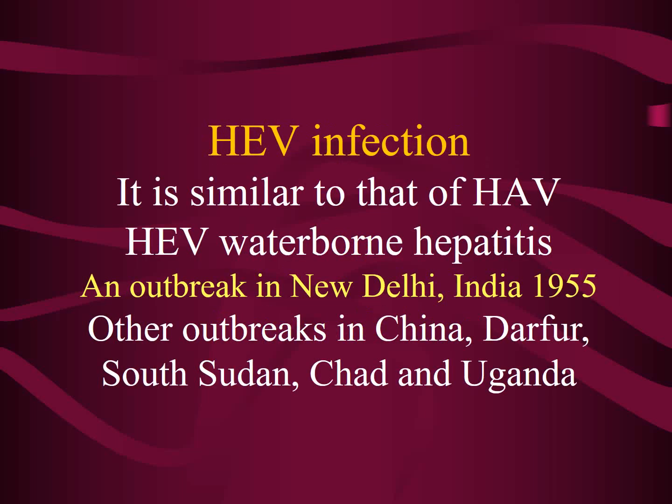Viral hepatitis E is similar to hepatitis A virus. Hepatitis E virus is a waterborne hepatitis. There was an outbreak in New Delhi in India in 1955, and that is the first time we could diagnose and know about viral hepatitis E. Other outbreaks occurred in China, Darfur, South Sudan, Chad, and Uganda.